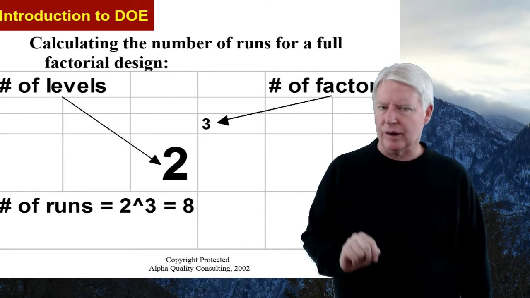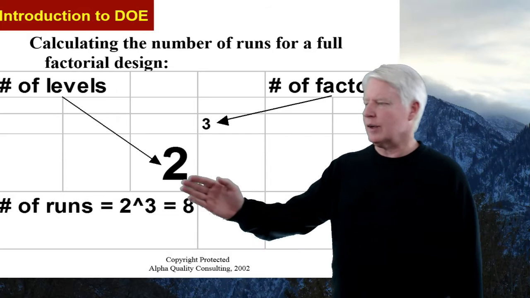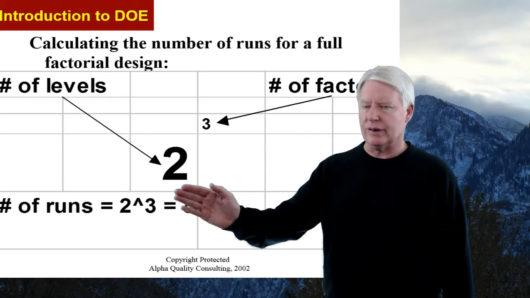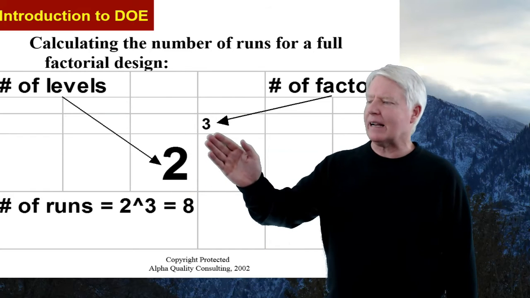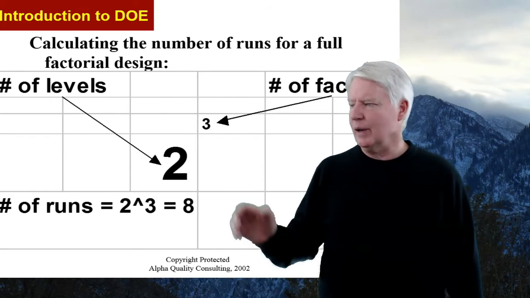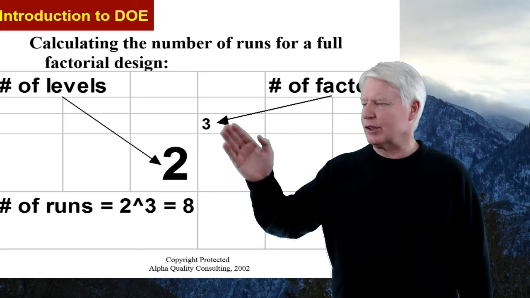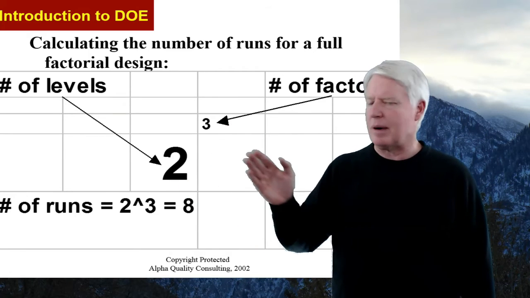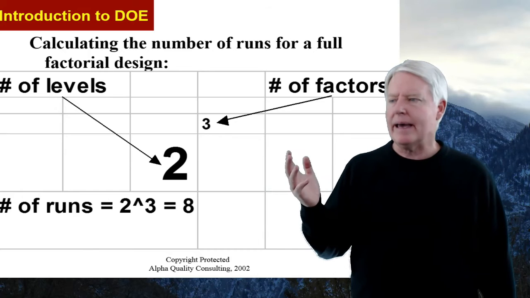So there were 2 levels on every factor, and so I put down a 2. That's always the base number, the number of levels. Then the number of factors, I had 2. So I had 2 levels, 2 factors on my airplane. And if you do that, 2 to the second power is 4. Okay, 4.